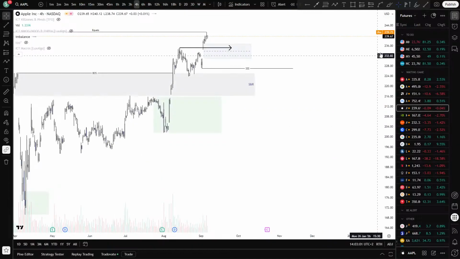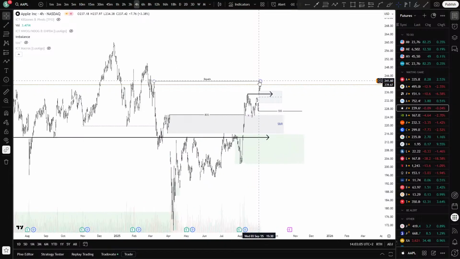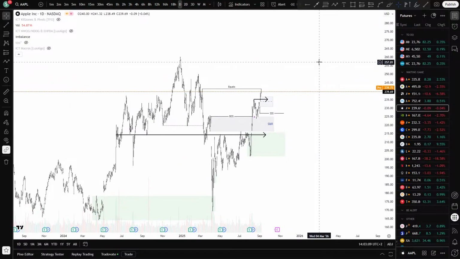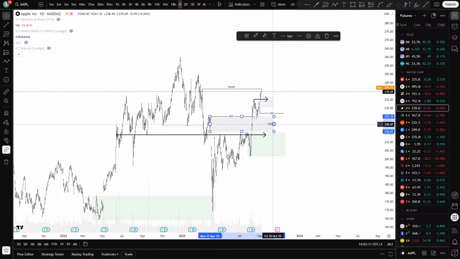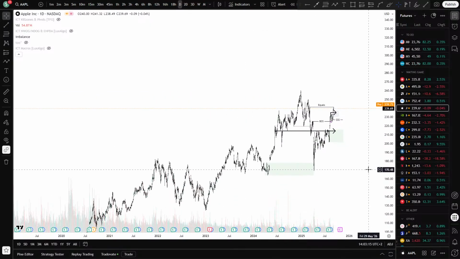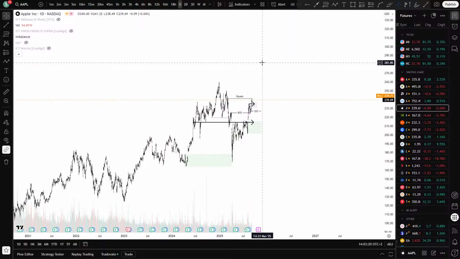So that is Meta. Apple. Everybody's favorite phone brand. Alright, what is happening on Apple? Really interesting thing happening right now.